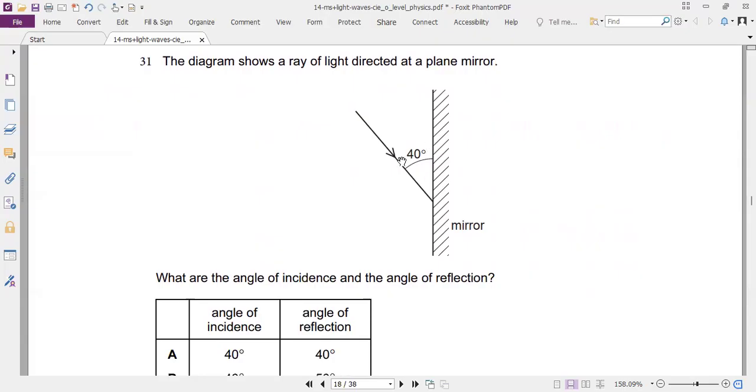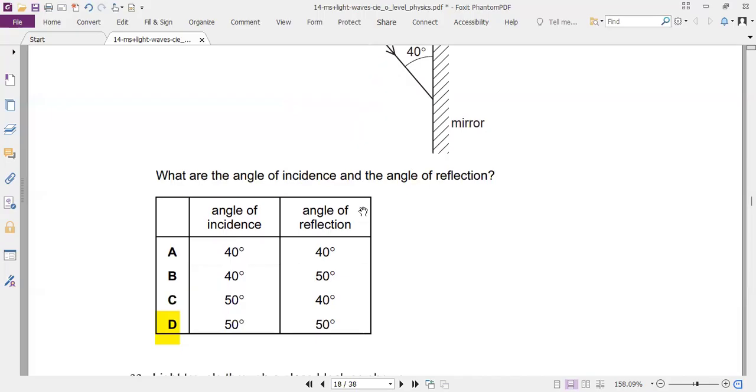So if this is 40, the angle of incidence will be 50, because the angle of incidence is what the incident ray makes with the normal, and the normal is at 90 degrees with the mirror. That gives 50. Angle of incidence 50 means angle of reflection also 50.